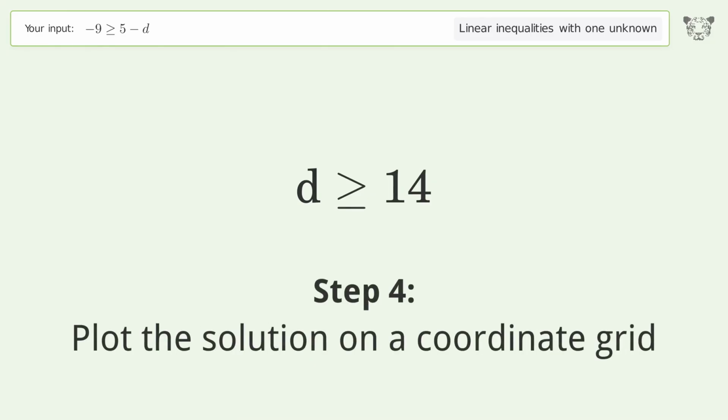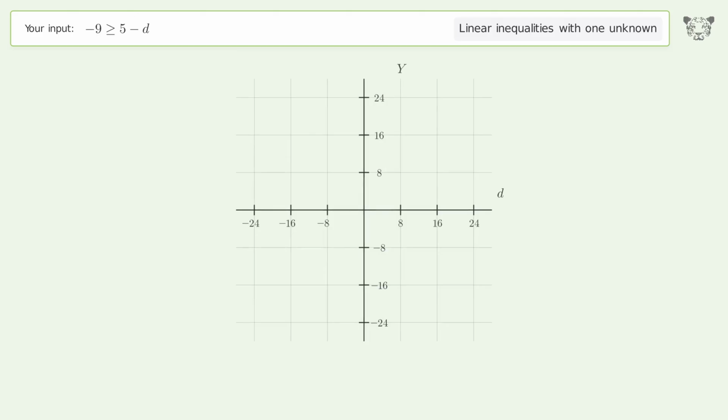Plot the solution on a coordinate grid. And so the final result is d equal or greater than 14.